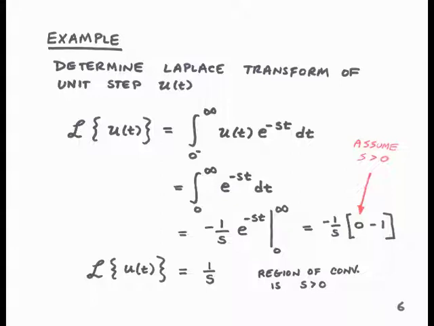Now, to get e to the minus st evaluated at infinity to be 0, we'll have to assume that s is a positive number. Otherwise, the integral won't converge. But as long as s is any positive number, e to the minus st at t equals infinity will be 0. So we find the Laplace transform of the unit step is equal to 1 over s, and the region of convergence associated with this integral is the right half plane, that is, values of s greater than 0.